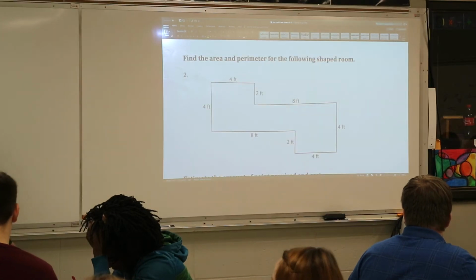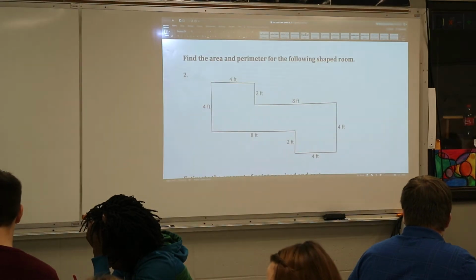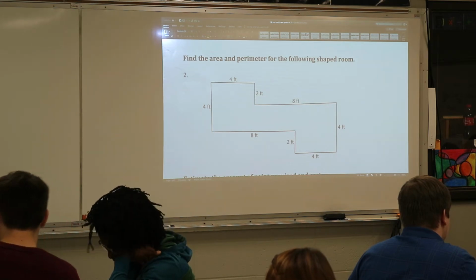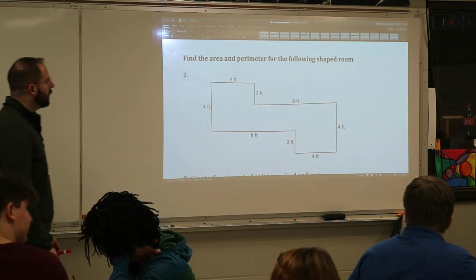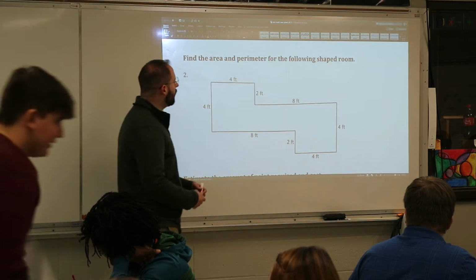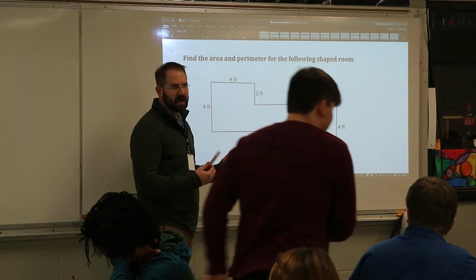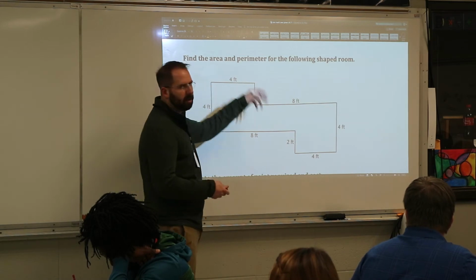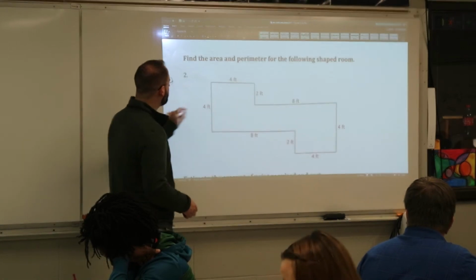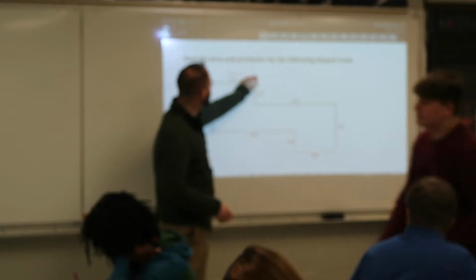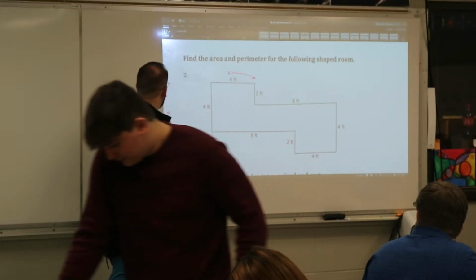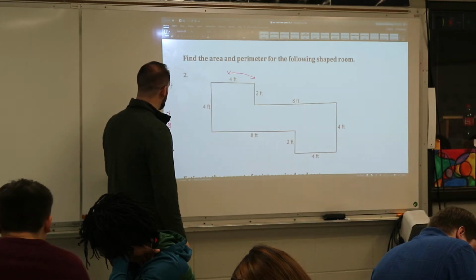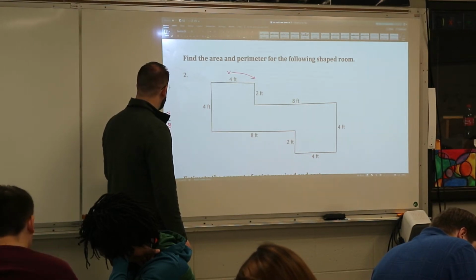Okay. Next, we have to find area and perimeter of this object. What I would probably do here is break this up into pieces. That way I can figure it out. Let's do perimeter first. Perimeter is probably the easiest. You just add up all the walls. I'll start here, work my way around the room, and add them up until I get back to the beginning.